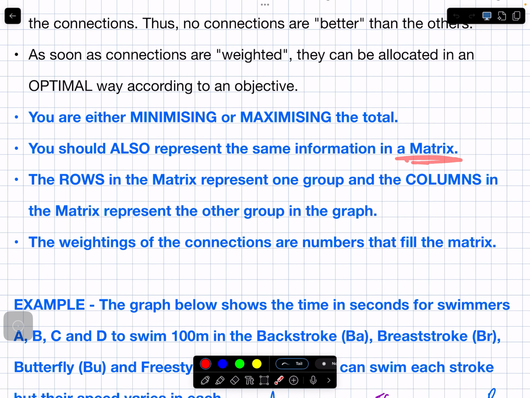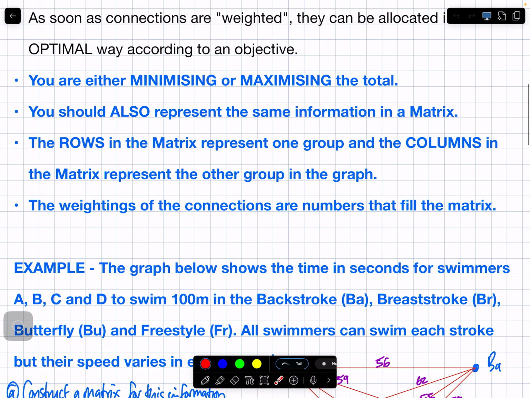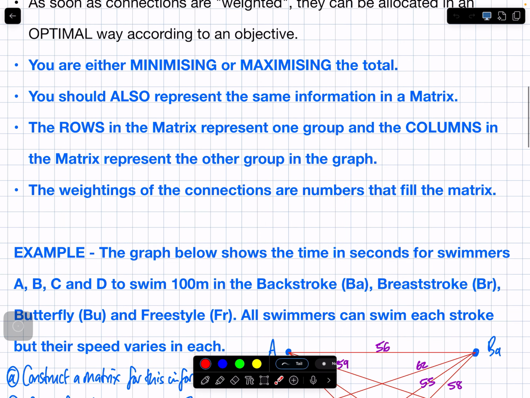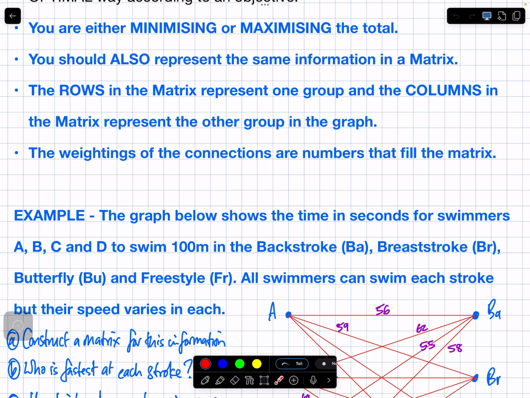So some people ask me, what is the last topic about? It looks like a matrix, but we don't do matrix maths. It's almost like noughts and crosses what we're doing, okay? You'll see that in the second lesson today. The rows in the matrix represent one group and the columns represent the other. And the weightings of the connections are the numbers that fill the matrix.